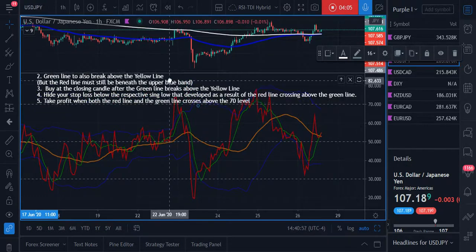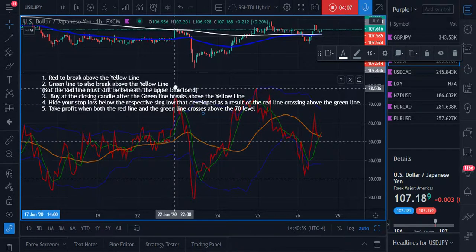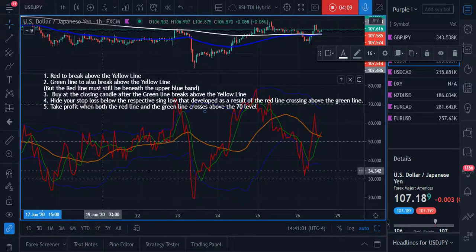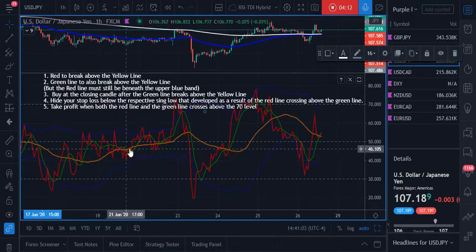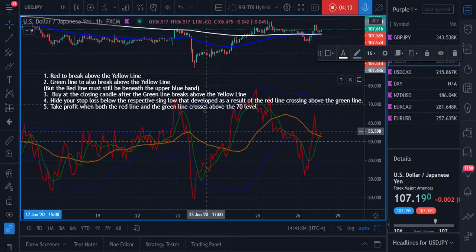So let's talk about these different rules. Rule number 1, we want the red to break above the yellow line. Why? This yellow line is the thing that actually holds this all together.